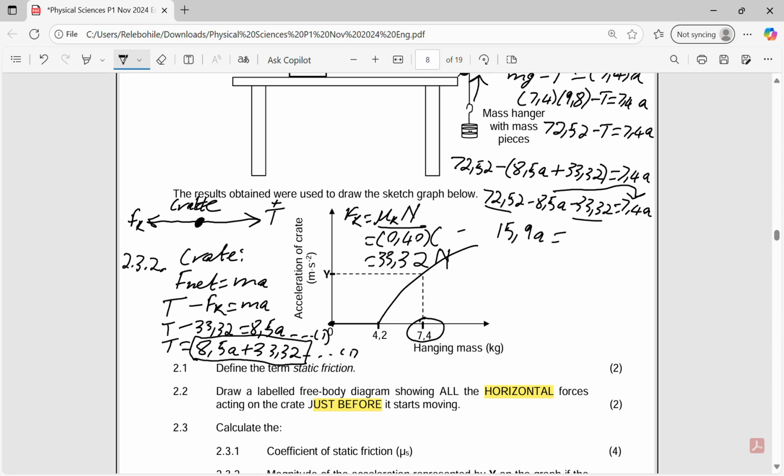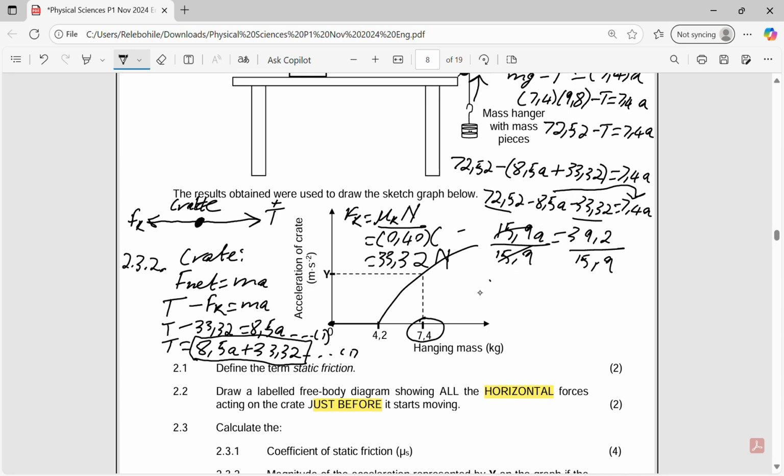So I'm saying 72,52 minus 33,32, and the value I get there will be 39,2, and then I'll divide by 15,9 on both sides. So when I say 39,2 divided by 15,9, the answer I get is this.